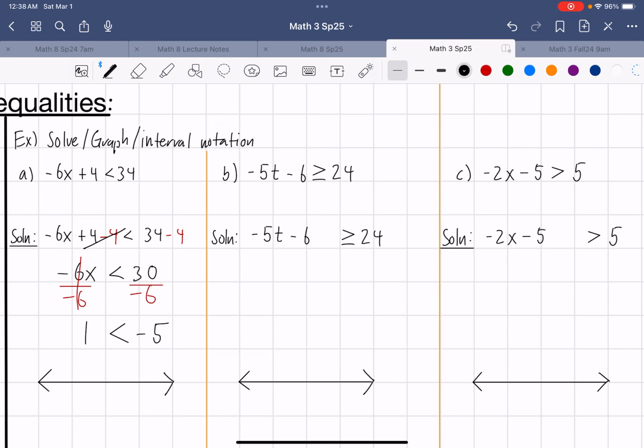Oh, I'm missing one thing. My x, which normally we don't write 1x, right? We would just write x smaller than -5.